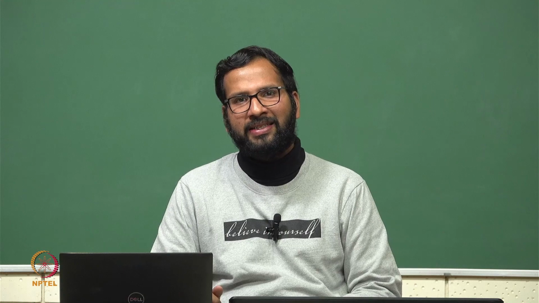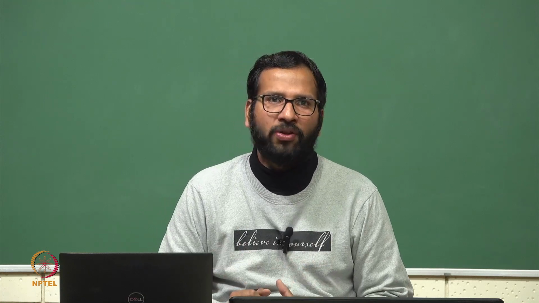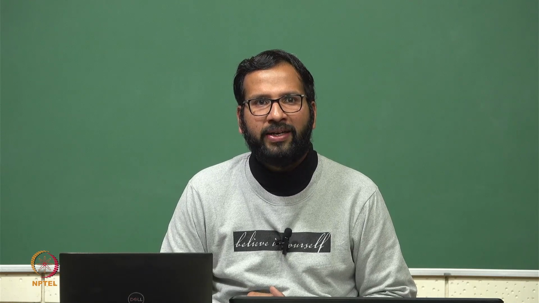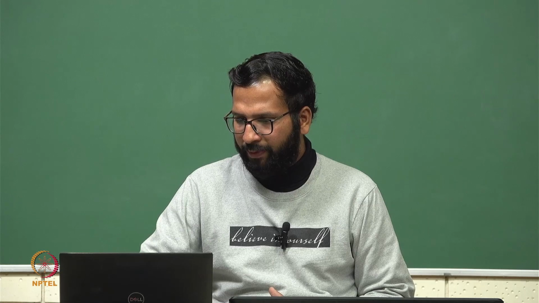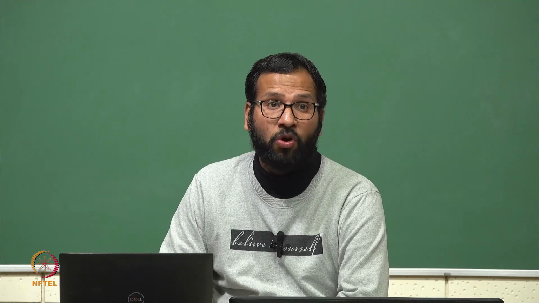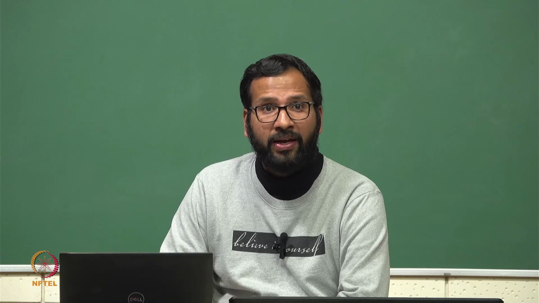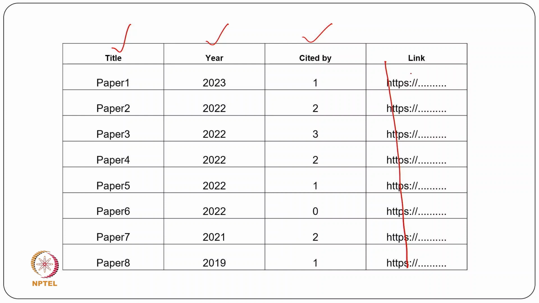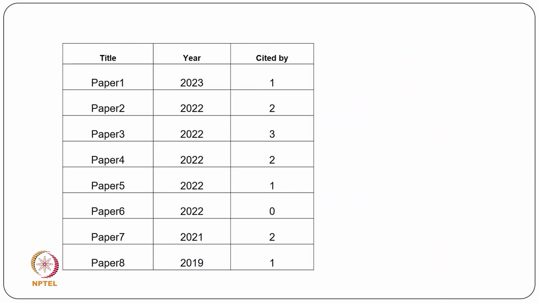So let's start with the first thing. Let us consider that this is data extracted from Scopus with only 3 variables: title of the paper, year published, and number of citations it has received, okay. So this is the title, then year, and cited by. By default, each download from Scopus comes with an extra column of a link. We will delete this and consider only the 3 for our analysis. So our data set is this.